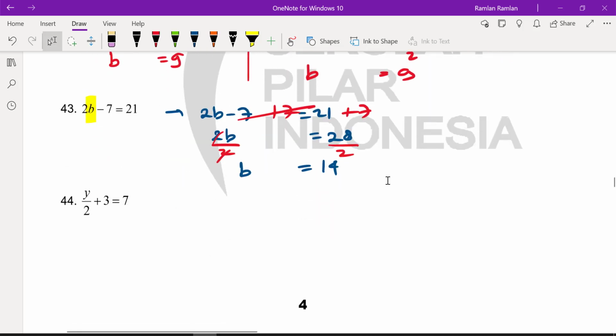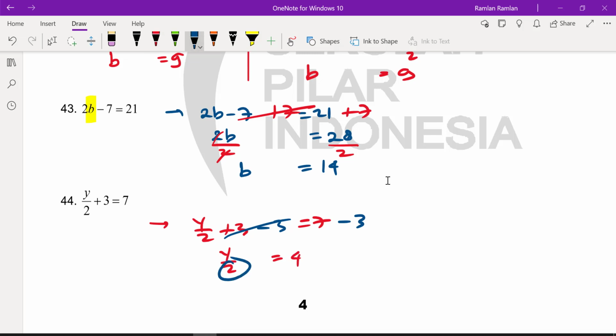Okay, now this one here is a little bit different. Actually, we can do the same thing again, right? So I'm going to get rid of that 3 first, and that'll be y over 2 plus 3 equals 7. I'm going to get rid of that 3 by subtracting both sides by 3. So this is gone. So it only has y over 2 over here. 7 minus 3 is equal to 4. And then I'm going to get rid of this 2 by multiplying both sides by 2. And you will cancel this. You'll get y over here equals 8.